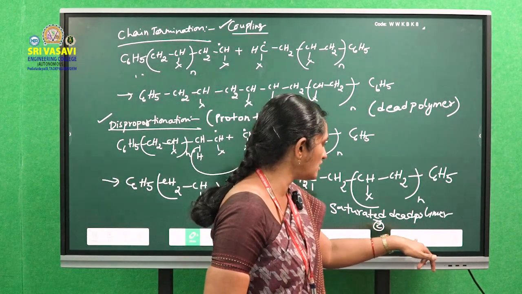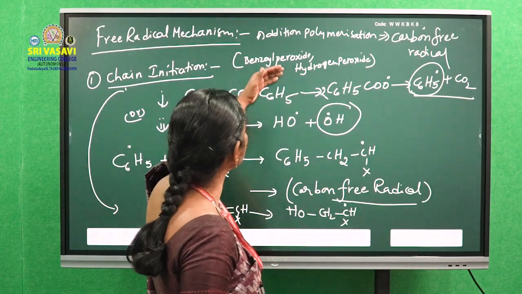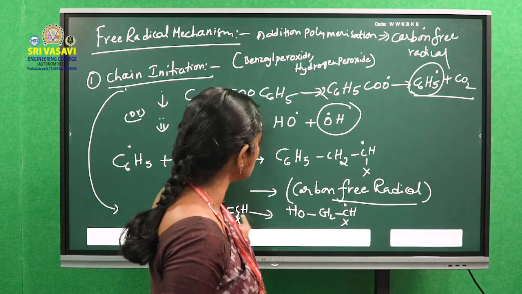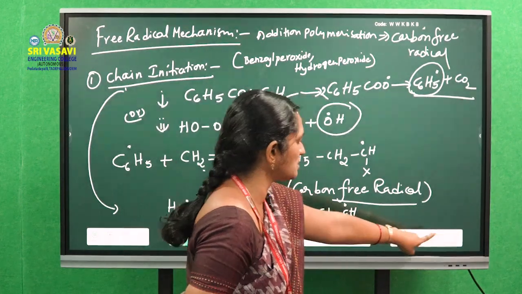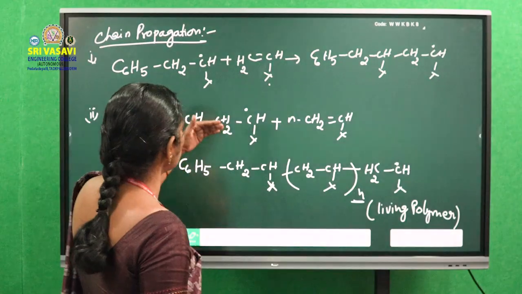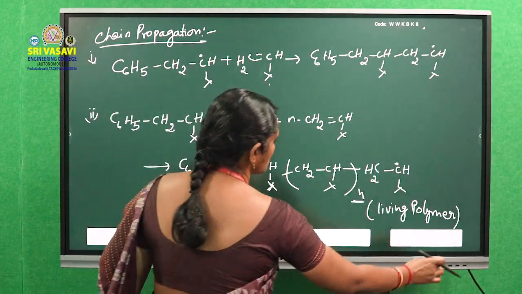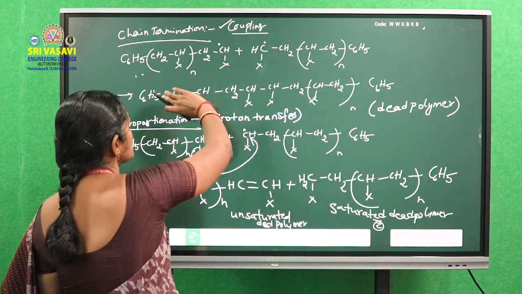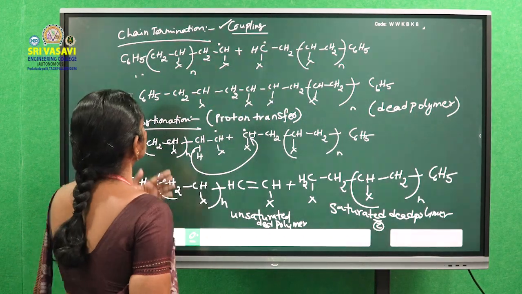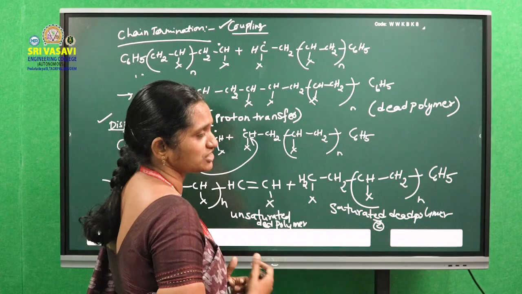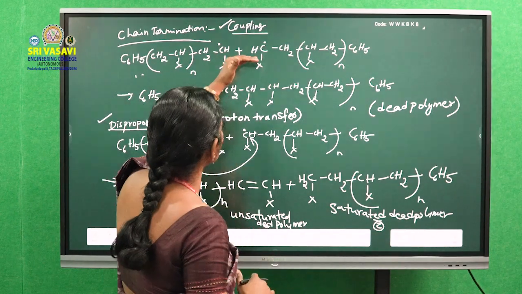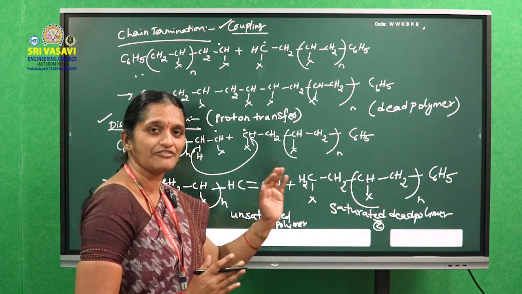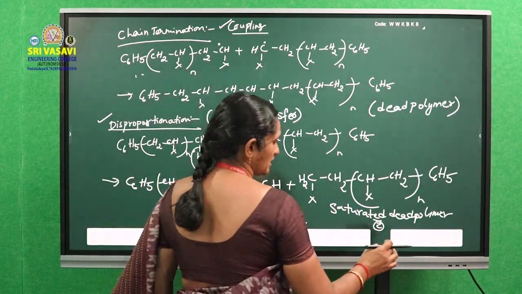Okay, so I repeat. We have chain initiation, where you get the free radical and you get the free radical on the monomer. This is the first step. The second is that I get the living polymer. The third step is that I take the living polymers and change them into dead polymers. That is chain termination. Chain termination can be done by either coupling or proton transfer. Clear? So this is free radical addition polymerization.